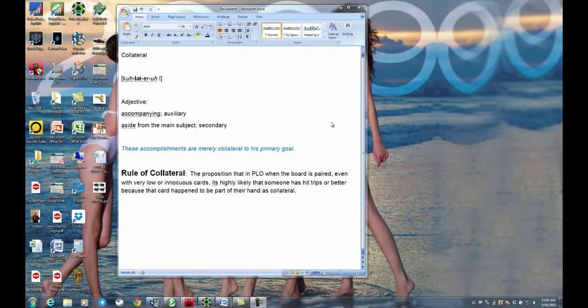So collateral, the word collateral, has several meanings. The more common meaning is something that you put up in order to secure a loan. So you want to get a loan for a car and you put up something for collateral so that if you default on the loan, they can then take that item and sell it or whatever, and they have some way to recoup. But there are other meanings for collateral, and the one that I'm referring to here is the adjective form. That's the noun form. And that would be something that's accompanying or auxiliary, aside from the main subject, secondary. In the example sentence here, these accomplishments are merely collateral to his primary goal.